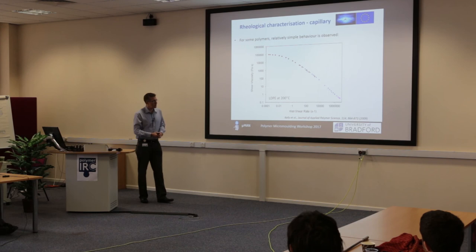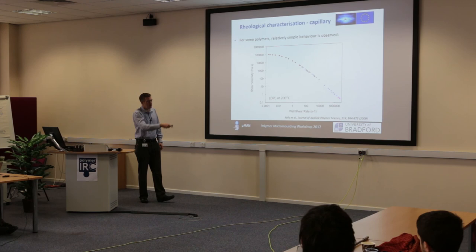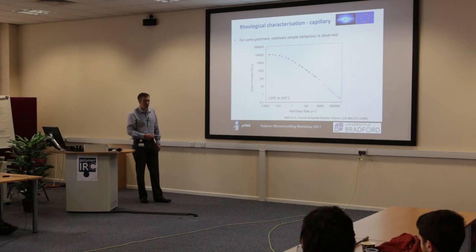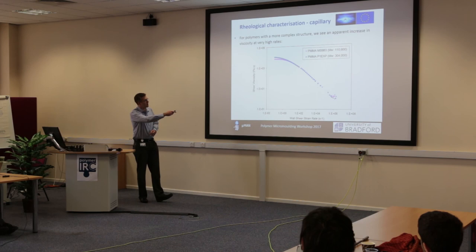For some polymers, like the simple polymer polyethylene, we get a fairly sensible, predictable behaviour, where we have a Newtonian region, then shear thinning for most of the region, even up into the millions of reciprocal seconds. We're maybe just seeing something happening right at the end, but it's pretty much what we would expect to see. If we look at slightly more complicated polymers with slightly more complicated molecular structures, we see a different behaviour. We see the Newtonian plateau, but then at very high rates, we observe this kind of inflection where the viscosity seems to go back up.